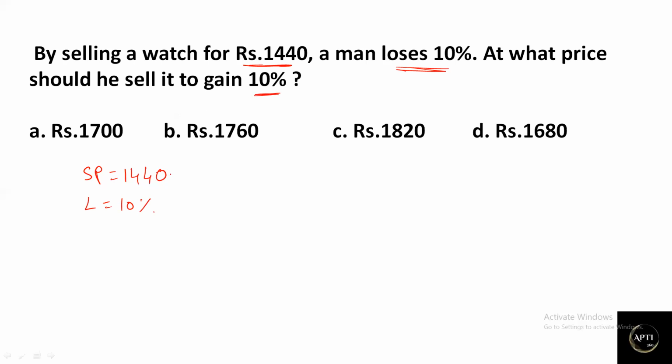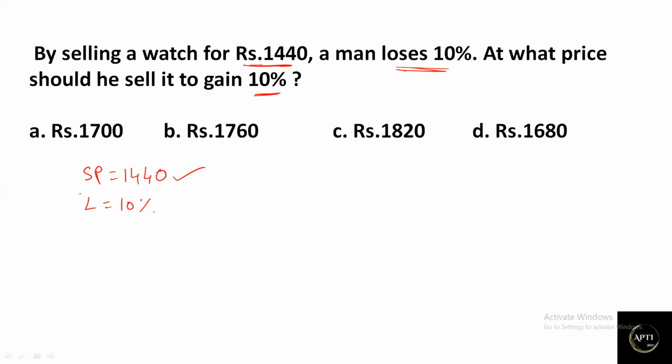Now they are asking at what price he should sell it to gain 10%. When he sells it for 1440, he gets a 10% loss. If he wants a 10% profit instead of a loss, at what price does he need to sell? For sure it will be greater than 1440, and all options are greater than 1440. Now we need to find the exact value. First we need to find the cost price of the watch. If we know the cost price, it is very easy to know the selling price to get 10% profit.